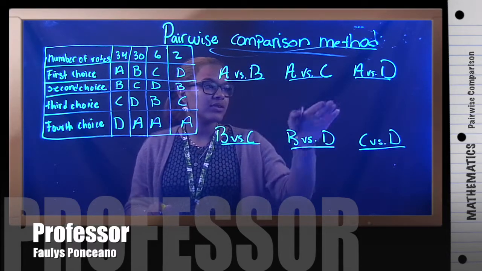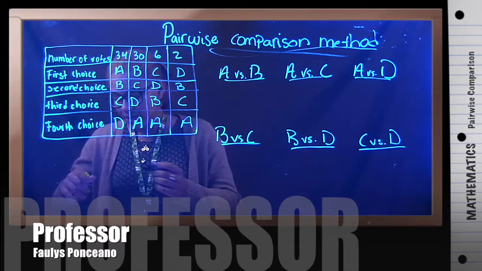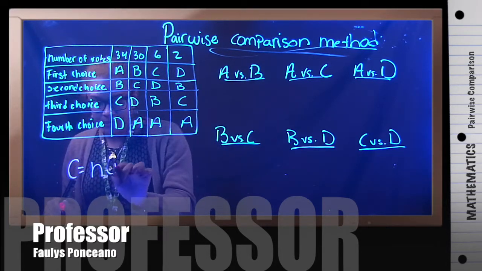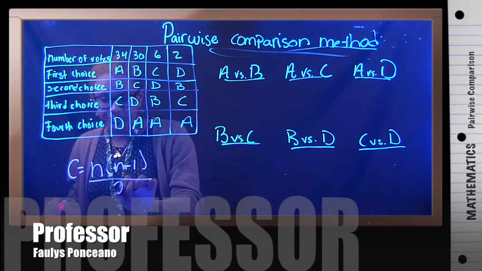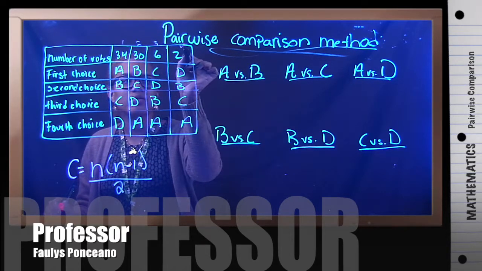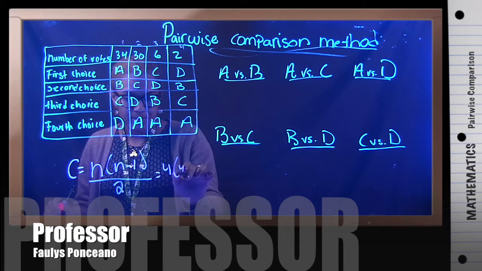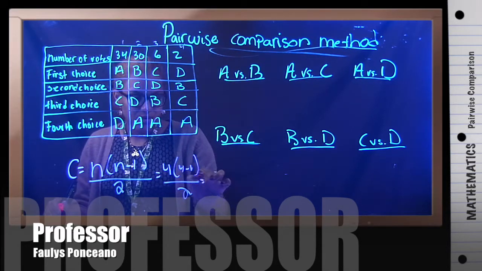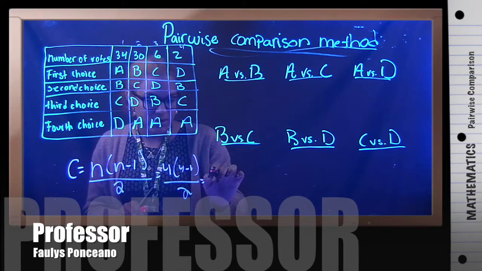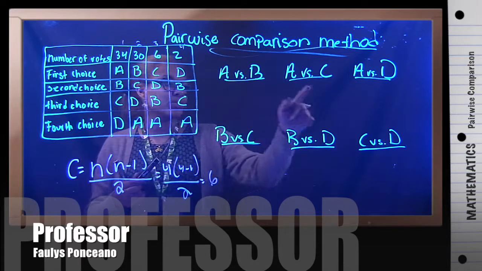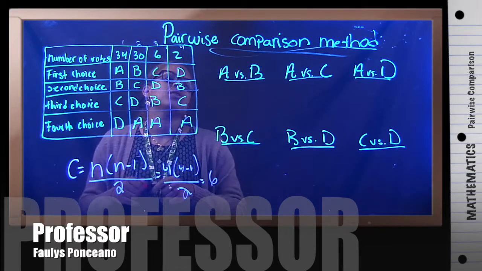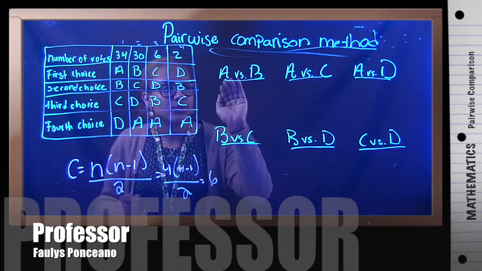Now, how do we know if these are the only number of options that we need to do? We have a formula that we can use that tells us the number of comparisons that we need to have. The N stands for the number of options. So we have 1, 2, 3, and 4. So that's 4. You do that. Subtract first, then multiply, then divide. You get 6. So 1, 2, 3, 4, 5, 6. 6 comparisons that we're going to do. Our formula checks that.